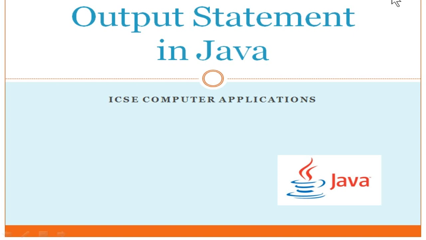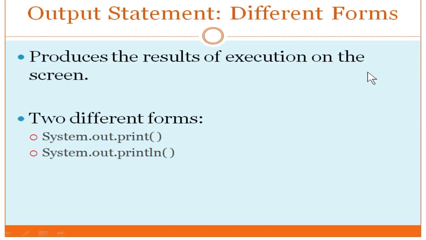Hello everyone. In this video we are going to see about output statements in Java. So what is an output statement? It produces the results of execution on the screen. So if we use some output statements, it will show the output of the program on the screen. It has two different forms.